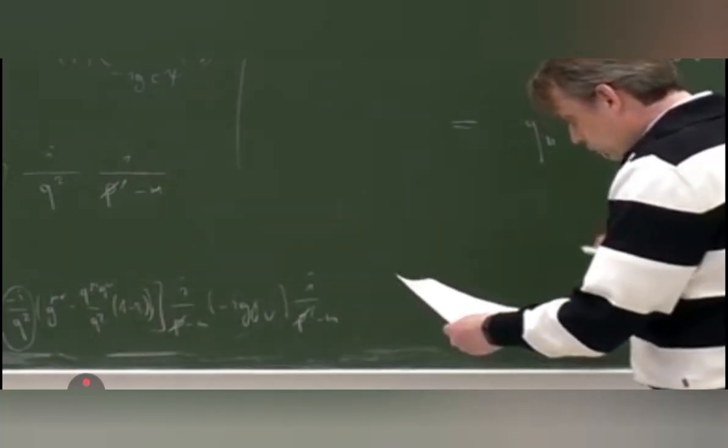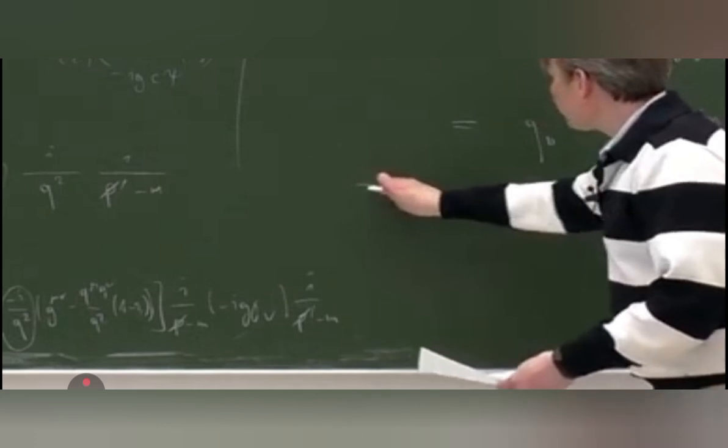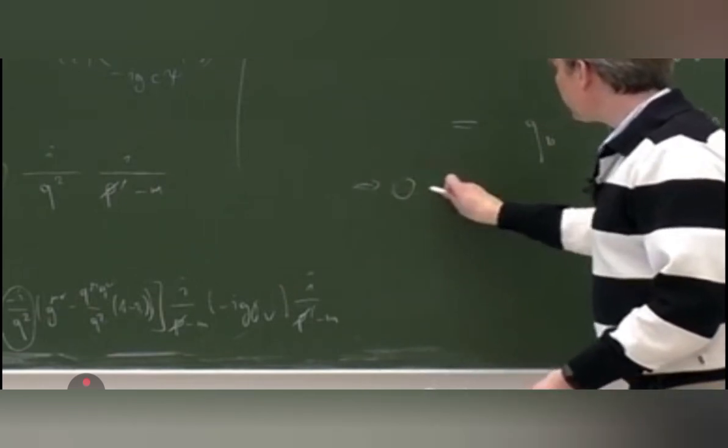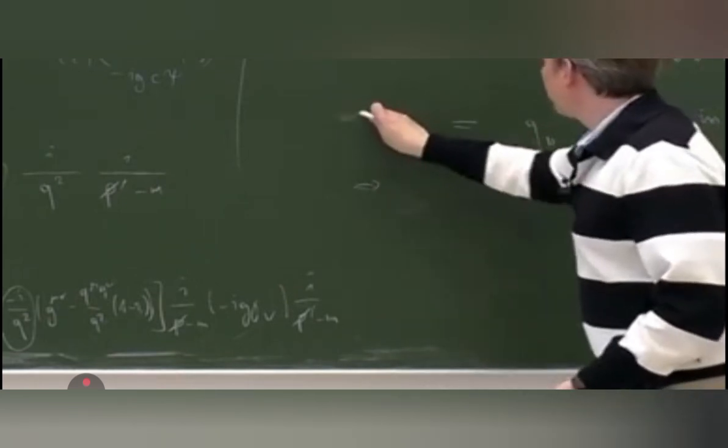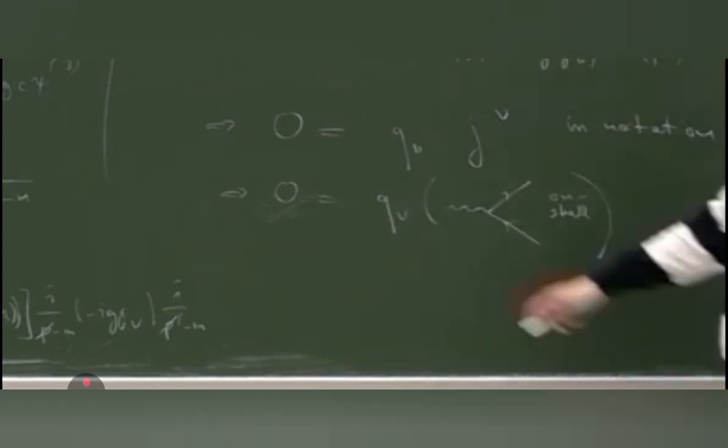So this is the point. So we get from this Slavnov-Taylor identity, let's write it here, we get this, which is graphically this expression. If we take this fermion line on shell, including the spinors u bar and u, and contract with the incoming photon momentum, then we get 0.